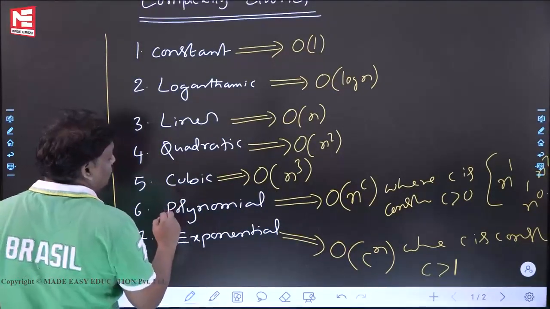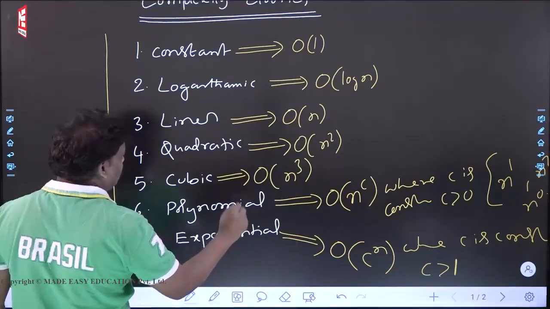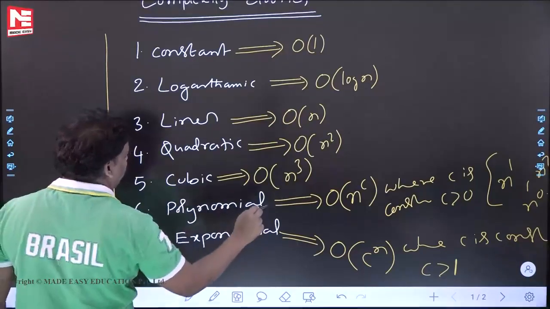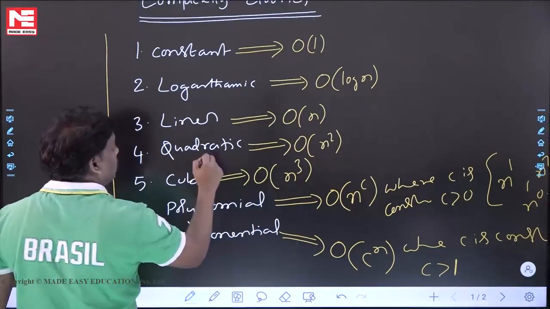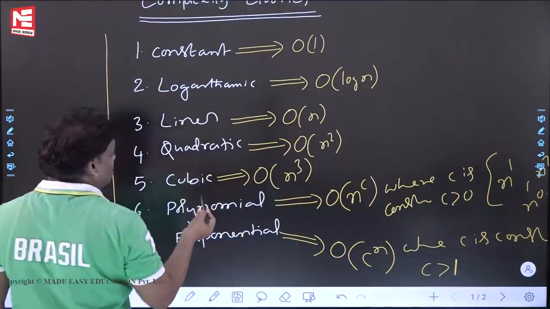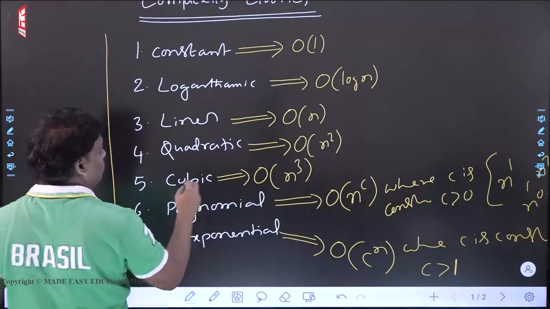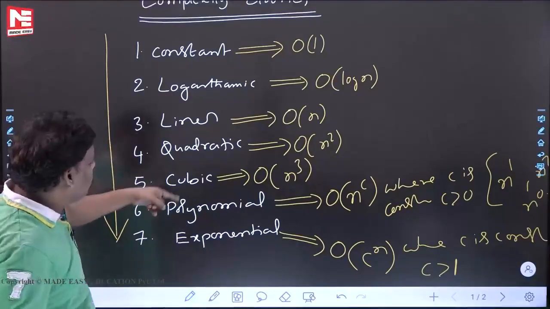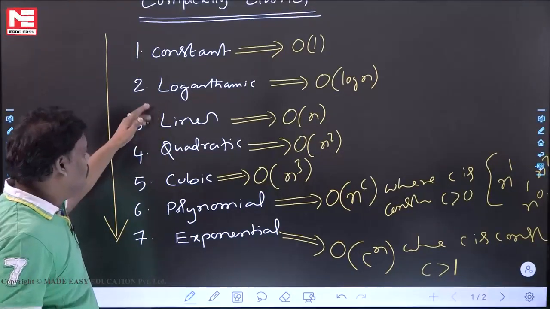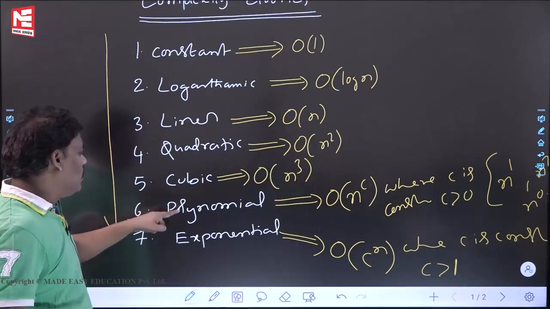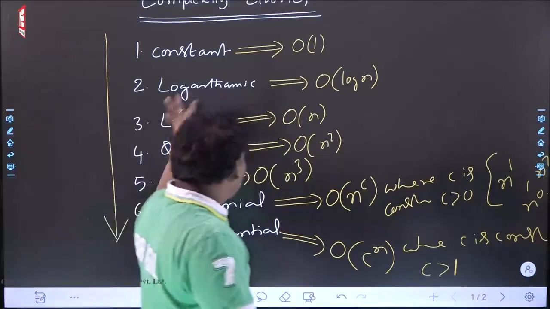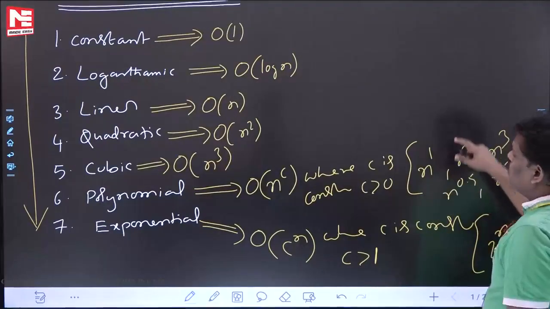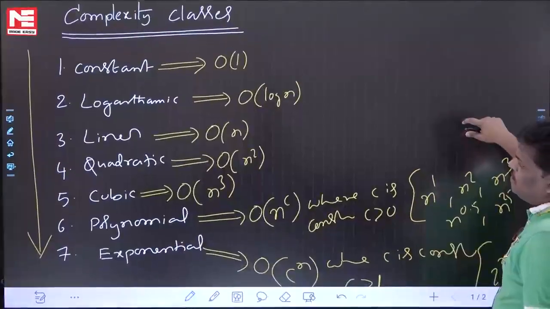A special type of polynomial is known as linear, that is n power 1. A special type of polynomial is known as quadratic, n square. A special type of polynomial is cubic, big O of n cube. For every polynomial, I cannot give a different name. Linear, quadratic, cubic, like that, this total group is called polynomial. So these are called complexity classes.